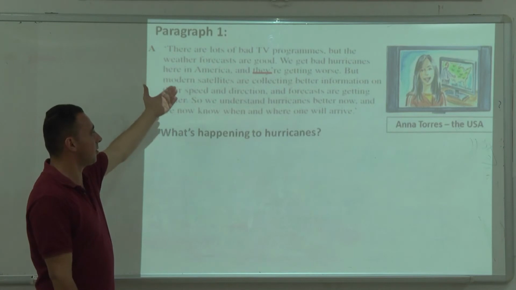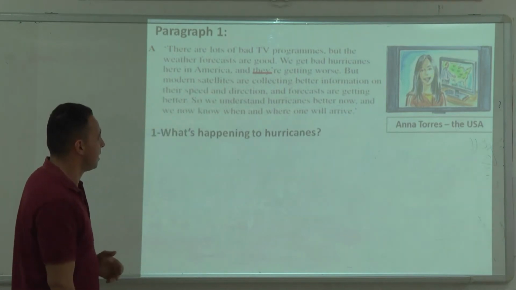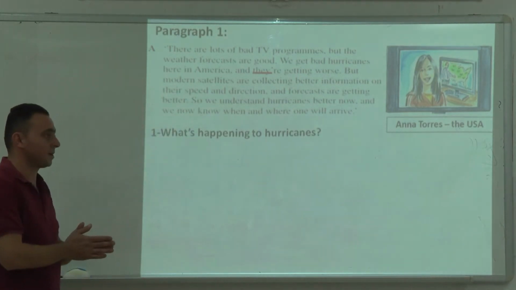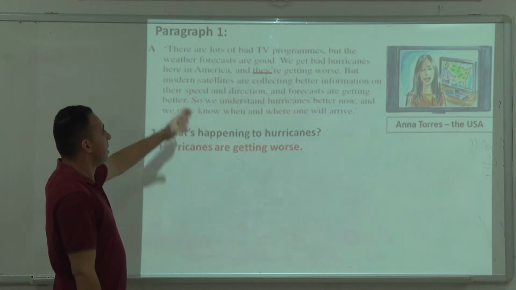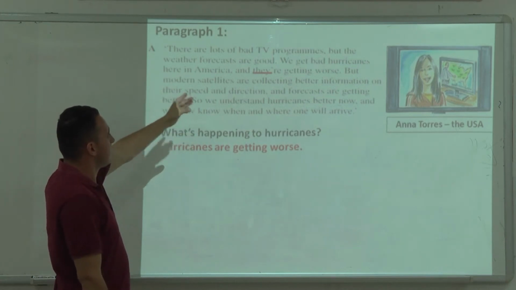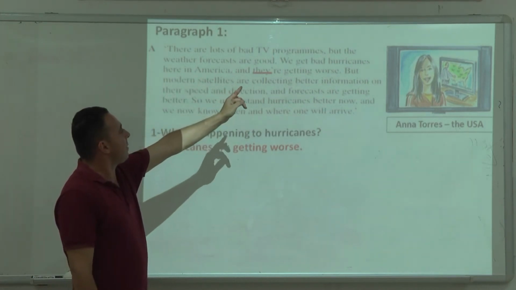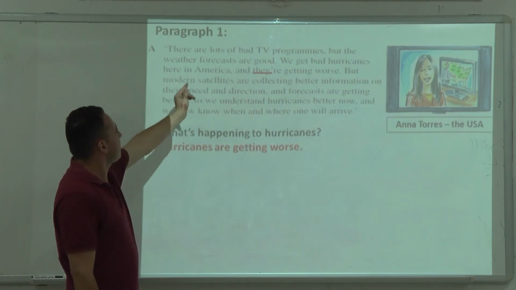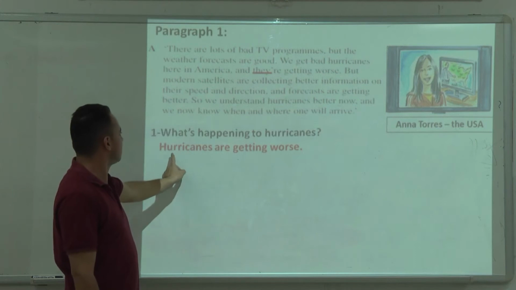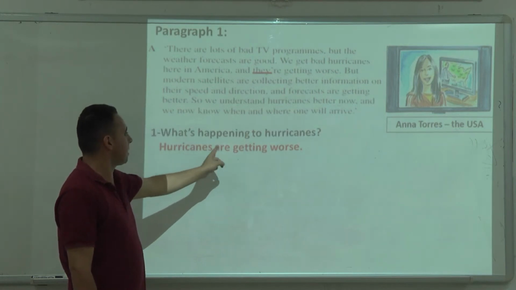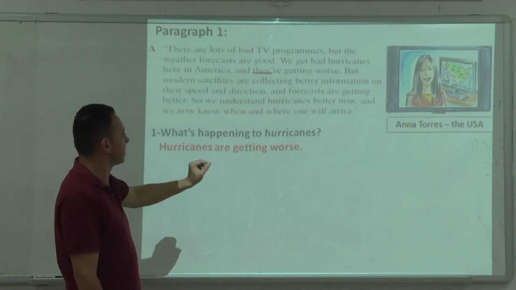What's happening according to the text? Who can answer the question? That's right, hurricanes are getting worse. Let's go to the text, students. Line 2, we get bad hurricanes here in America, and they are getting worse. This is the answer. So, the correct answer is hurricanes are getting worse.